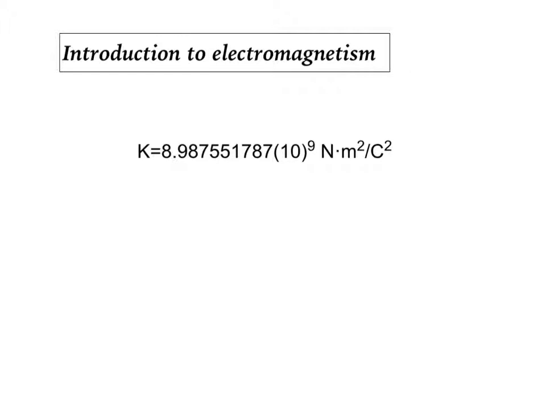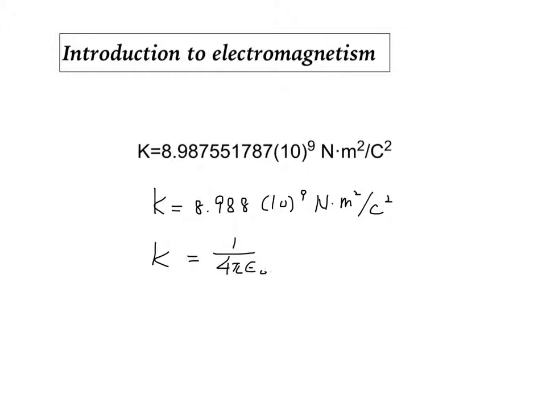Now let's talk about the constant K. We usually take K equals 8.988 times 10 to the 9th Newton meter squared over Coulomb squared. And one interesting thing is that usually in SI units, we write the constant K in the equation as 1 over 4 pi epsilon 0. And epsilon 0 is just another constant.